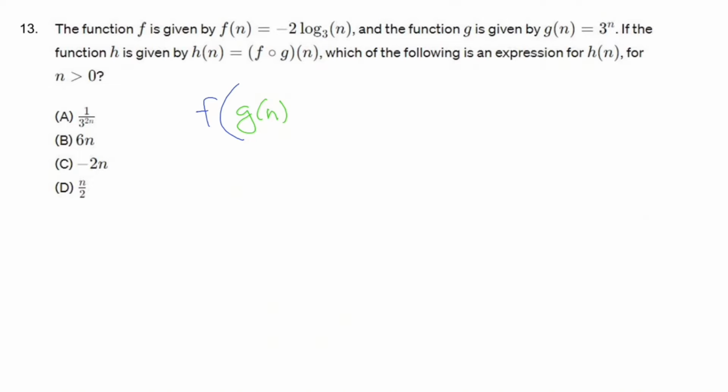That's how I like to do it. And if you're like, no, I prefer the f-circle-g looking thing, well then good for you. What you do with this is you start out with f, and f is -2 log base 3 of n. You write out all of f and leave a nice big blank space for where n is, like so. You replace that n with whatever g of n is, and g of n is 3 to the nth power.